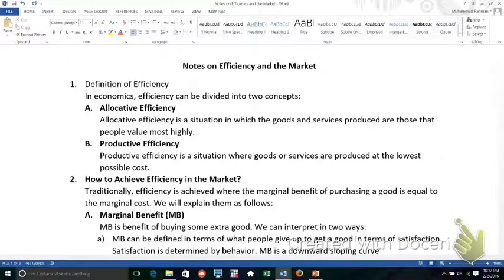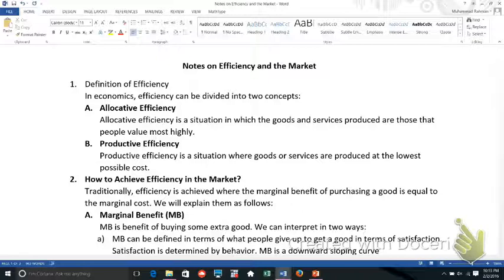Welcome back. Today we are going to talk about this idea of efficiency and how efficiency can be achieved in a market situation. Now, just a quick recap. We define efficiency in terms of efficient allocation of resources. In previous chapters, we have argued that our resources are limited, so we need to find the most efficient possible utilization of our resources, and that efficiency can be achieved in two dimensions.